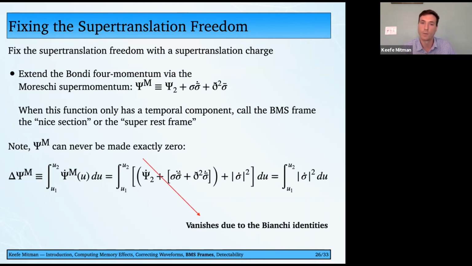And so in this paper by Dain and Moreschi in, I think, 2002, they came up with a very straightforward iterative technique for solving for the supertranslation to map to the super rest frame at a single point. And so the Moreschi supermomentum is typically chosen just because it transforms in a much nicer way than the other supermomentums. Okay, I have to look at that. Yeah, thanks.